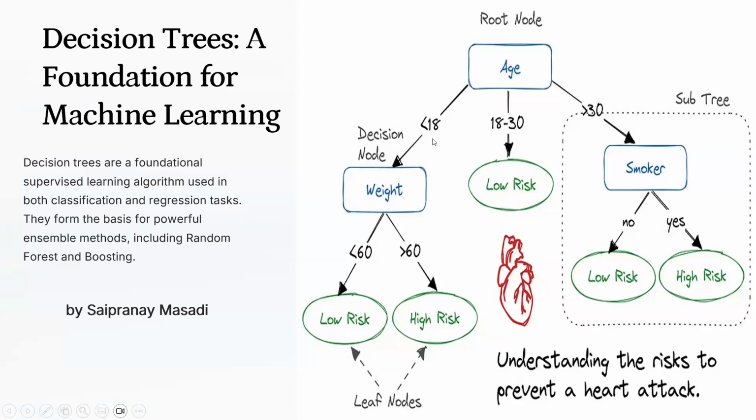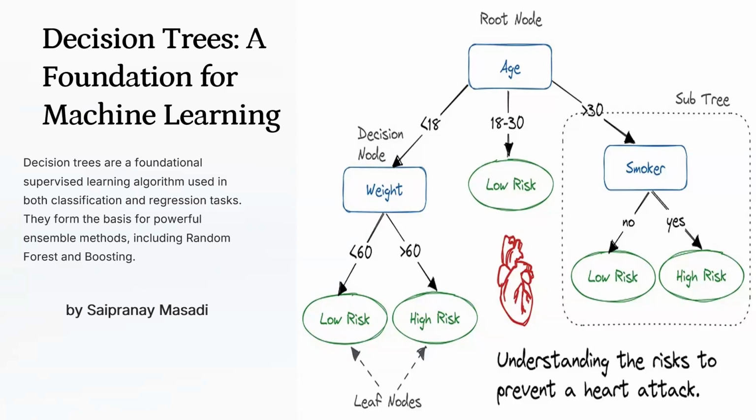If the age is below 18, you again divide based upon the weight. If he is below 18 and his weight is above 60 kgs, it means he may be obese, and he might have a high risk of getting a heart attack. Then there is one more column called smoke. If he is greater than 30 and if he smokes, then there is a high risk of getting a heart attack.